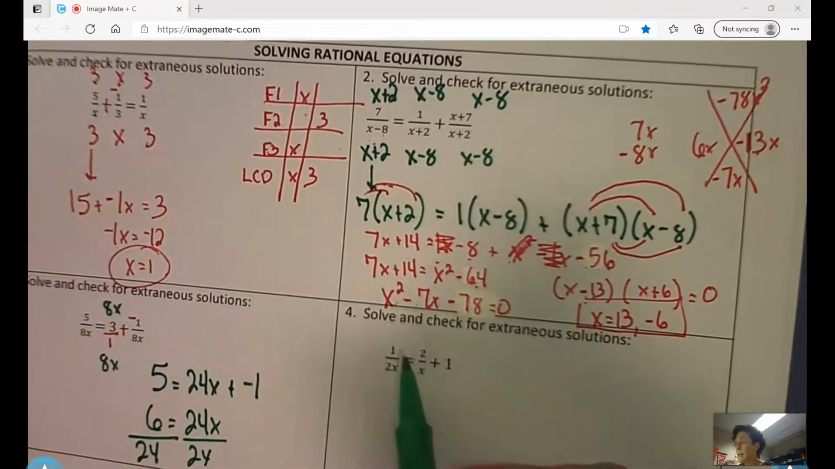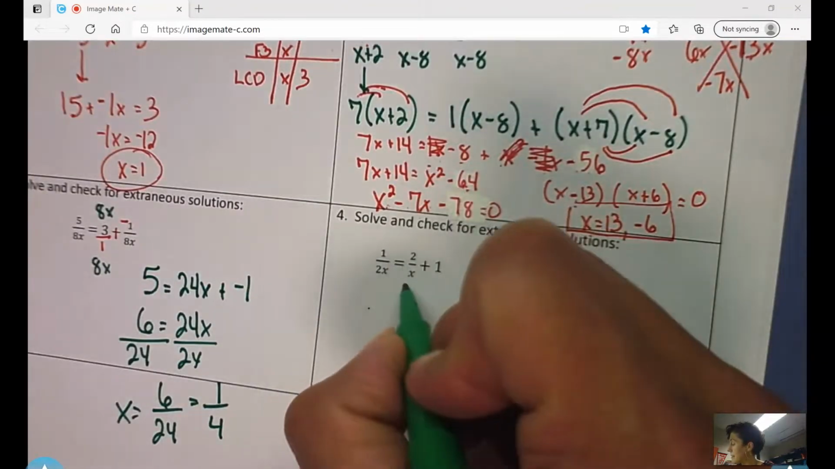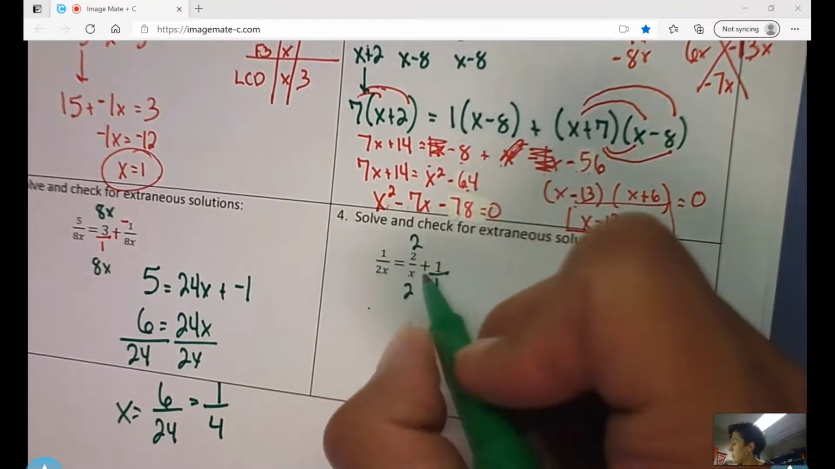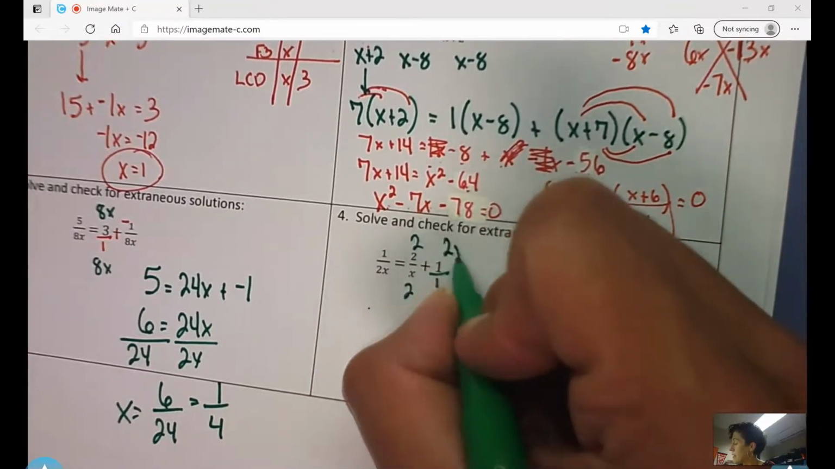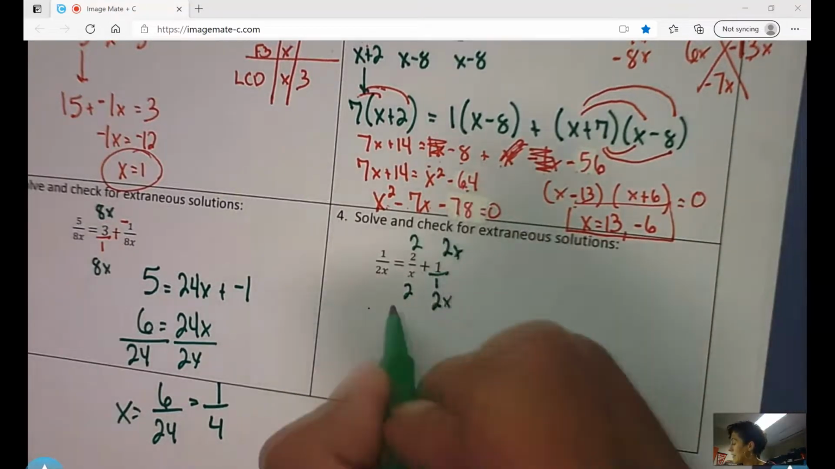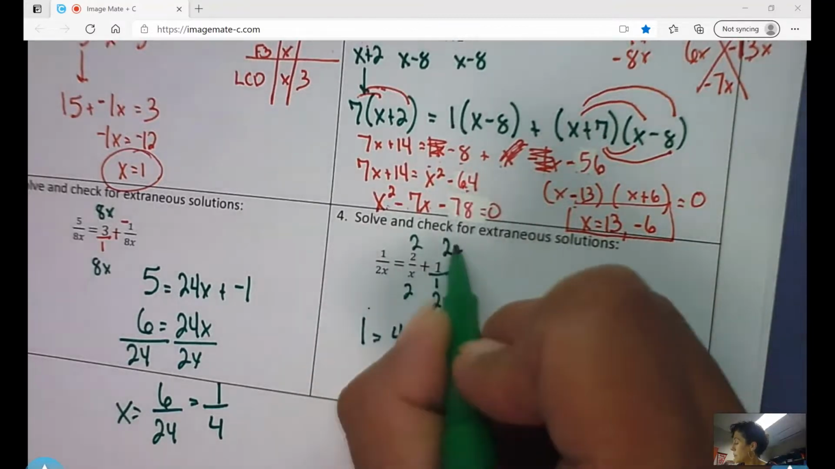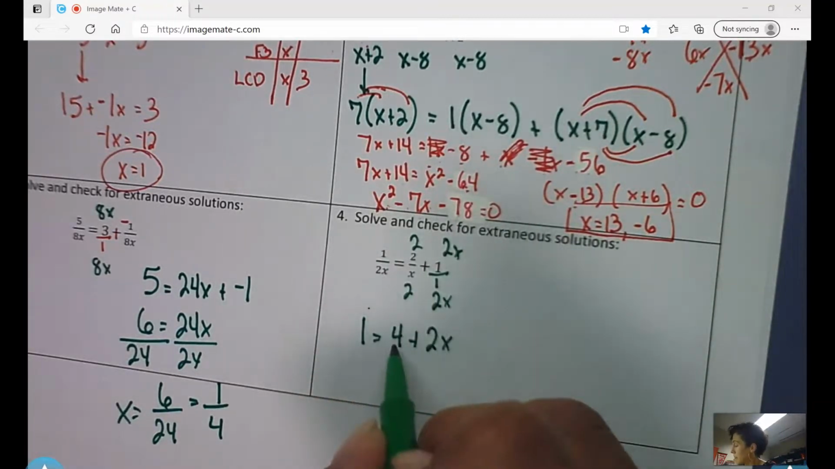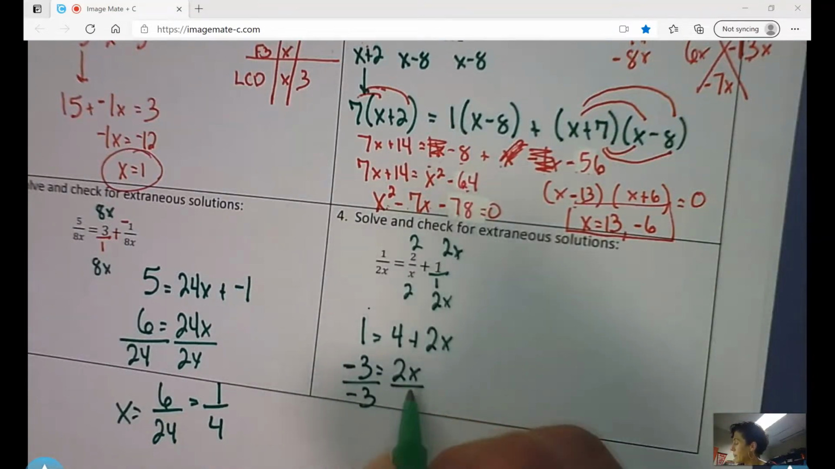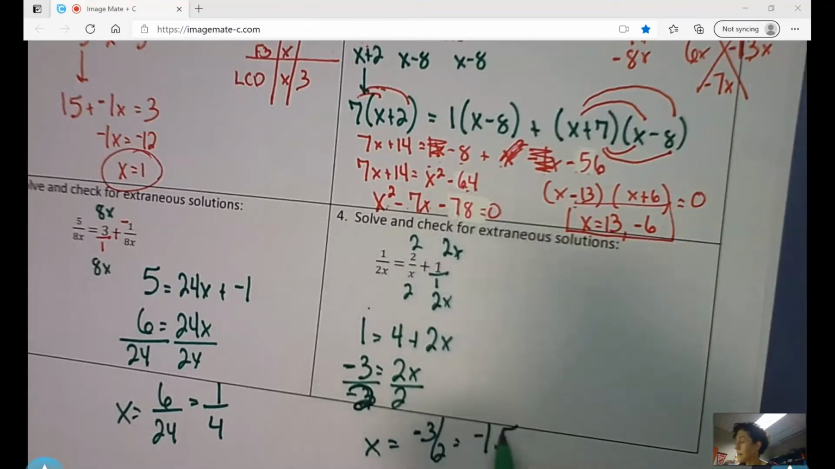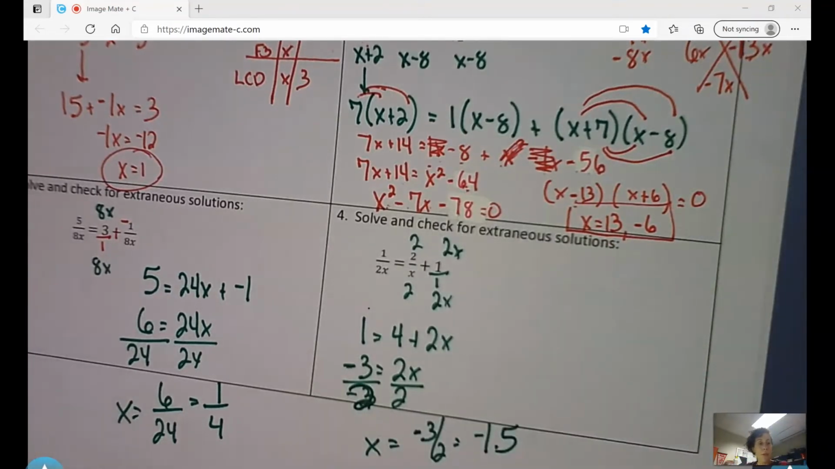Finally, least common denominator. I need every fraction to have a 2 and an x. So this one has it. This needs a 2. And then this one, which is currently over 1, needs a 2x. Now that I have my common denominator, I'm going to let that denominator go. I've got 1 equals 2 times 2, which is 4, plus 1 times 2x, which is 2x. I'm going to subtract the 4 over, which is negative 3. And then I'm going to divide by 2. And then x equals negative 3 halves. This is a good one to also put as a decimal if you want. And that's the review with enough time.